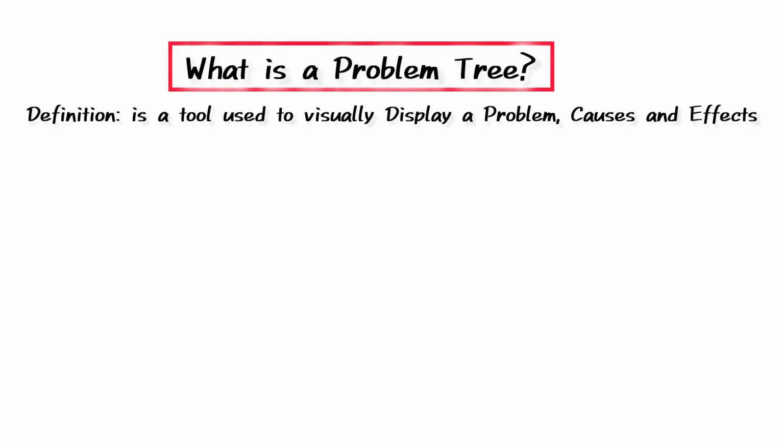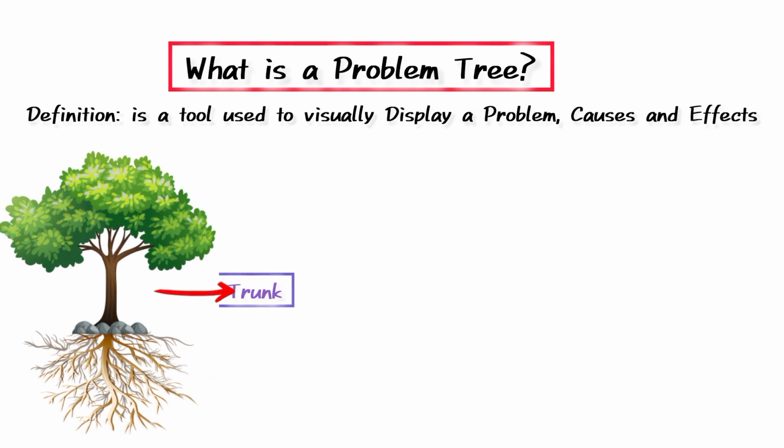Now let's start by defining what a problem tree is. So a problem tree is a tool used to visually display a problem, its causes, and its effects. So it is widely used in public health, community development, and project management to understand problems deeply before planning for solutions. So you can think of it like a tree.